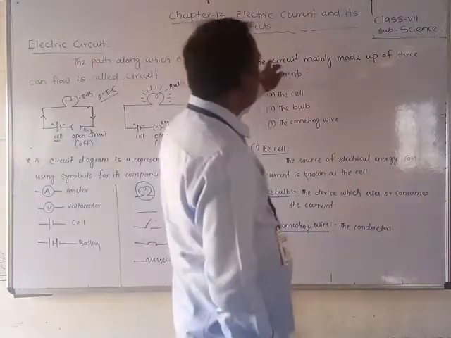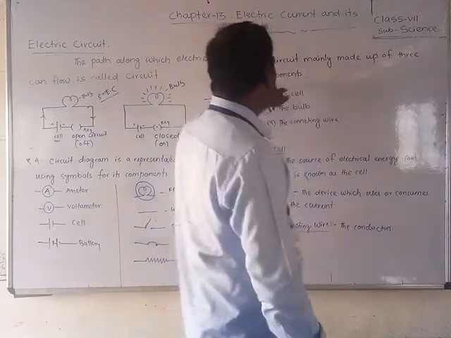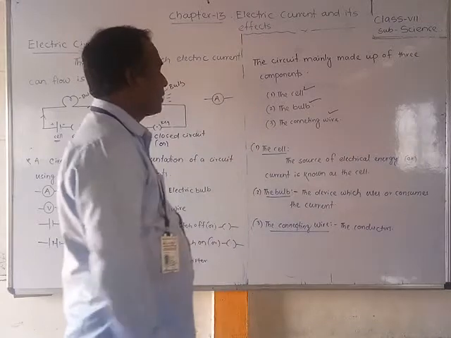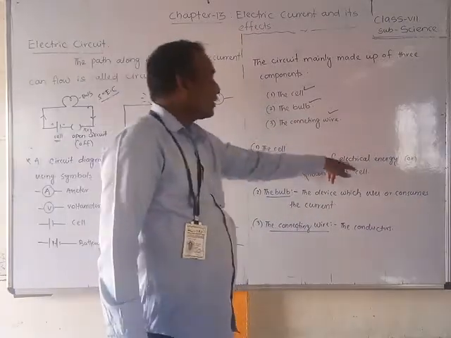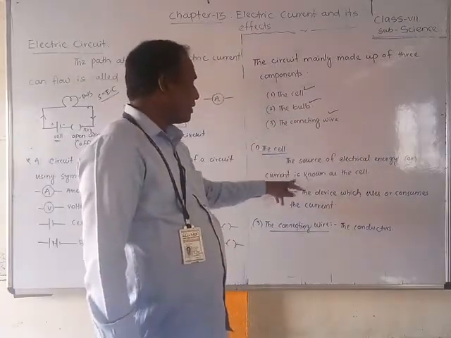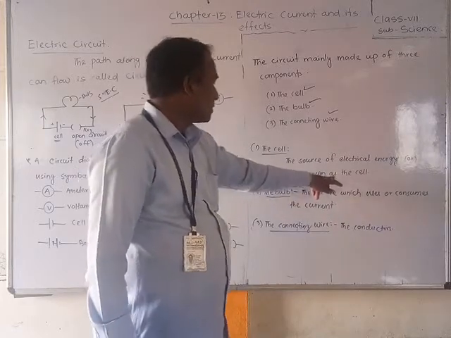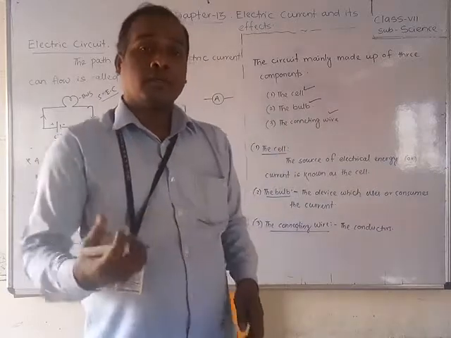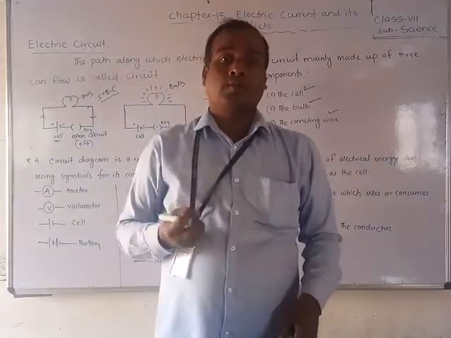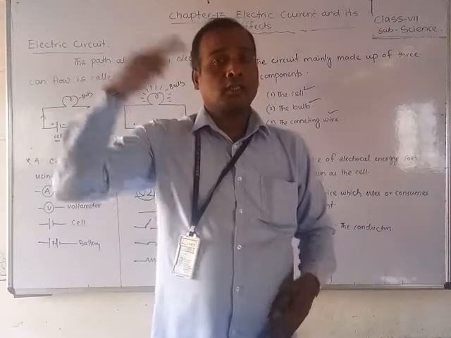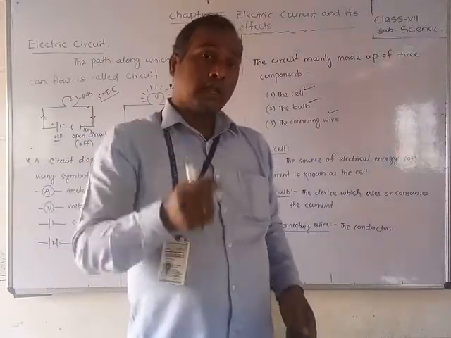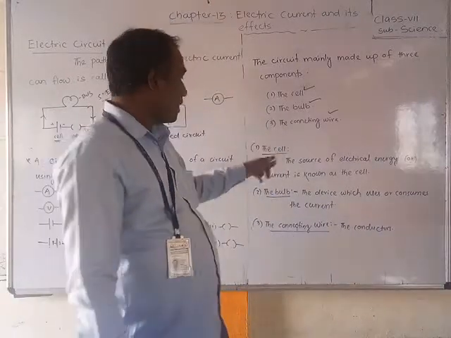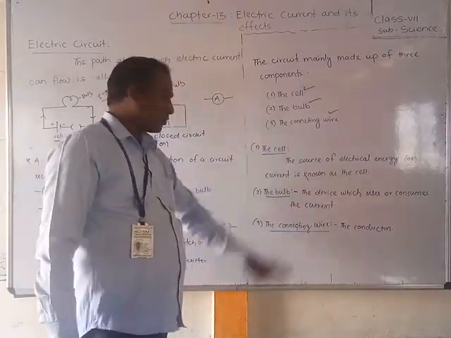As I told you, the circuit is mainly made up of three components: a cell, a bulb and a connecting wire. What is a cell? The source of electric energy, of current, is known as the cell. It is the source from where the electric energy comes, like we get sun energy from the sun. In the same way, we get electrical energy from the cell or a generator, but generally the cell is the source of electrical energy.